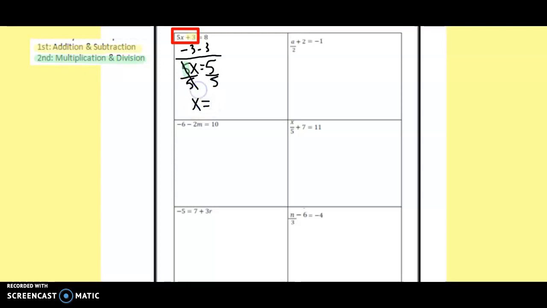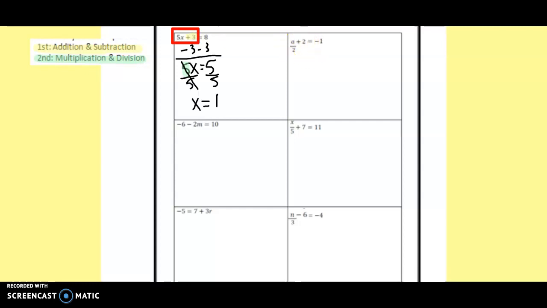5 divided by 5, those are inverses, those cancel. 5 divided by 5 is 1. Now again, you may think that those cancel as well. 5 divided by 5 is 1, so truthfully 5 divided by 5 over here is also 1, but we want the variable by itself, and 1x is the same as x, so we often just cross it out.